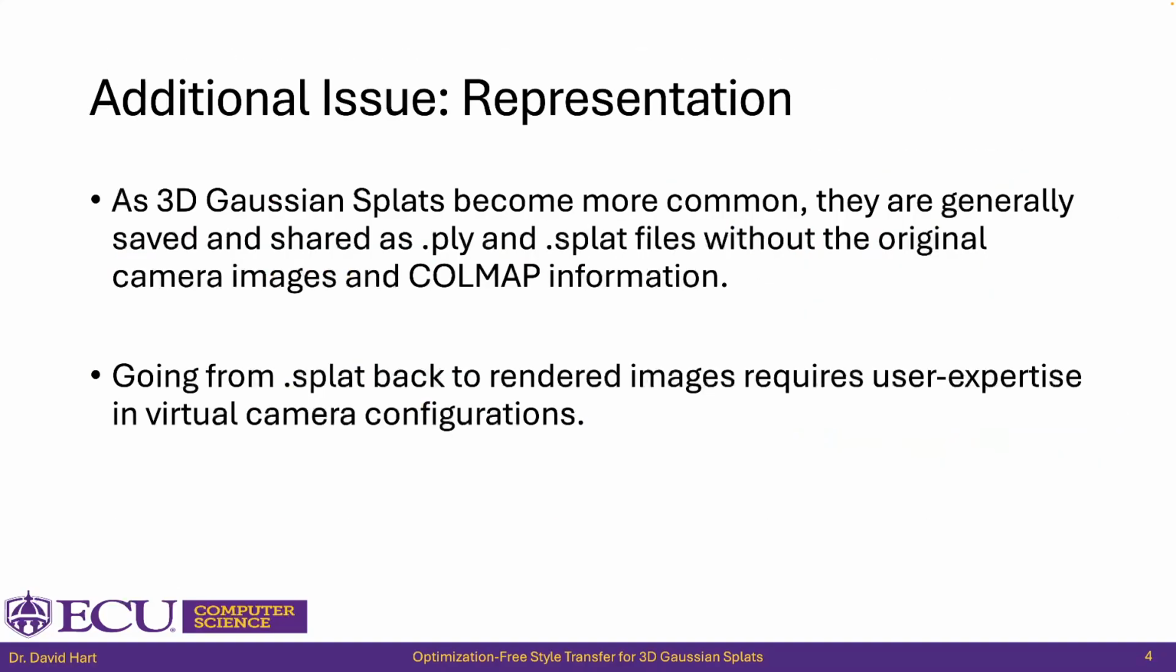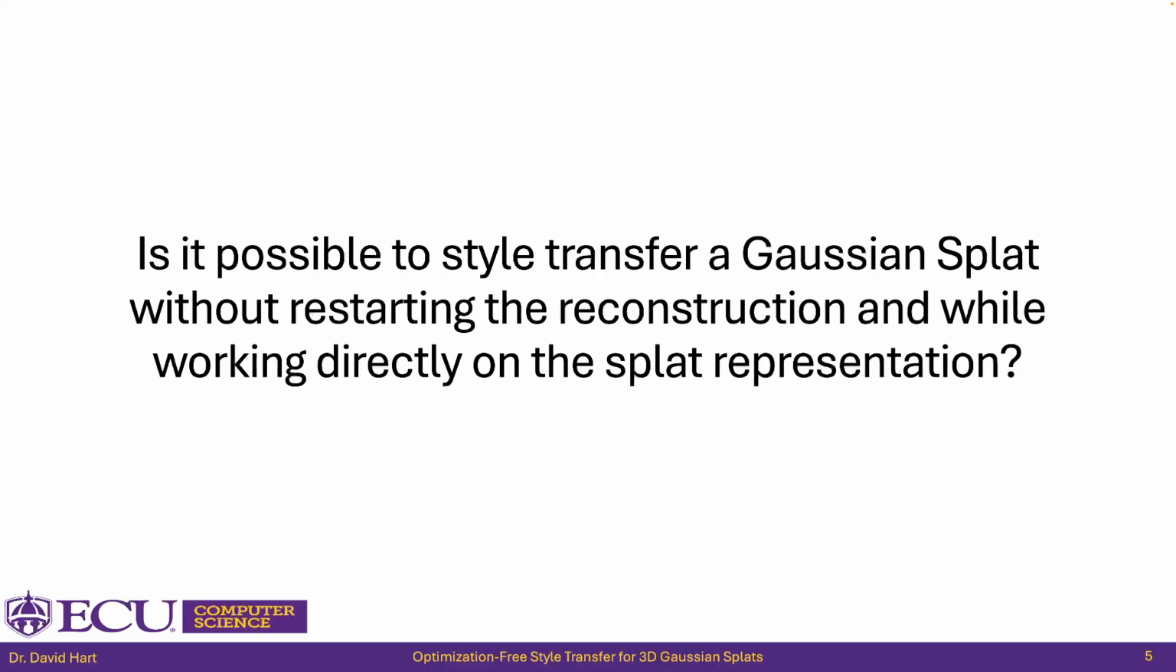As a further challenge, as 3D Gaussian splats are increasingly distributed as .ply files or .splat files, they won't have the original camera images or colmap data with them. So applying existing style transfer methods to these files will require some user expertise in using a virtual camera setup and configuration. So this raises the question we try to answer. Can we style transfer a Gaussian splat without restarting reconstruction and while working directly on the splat representation?